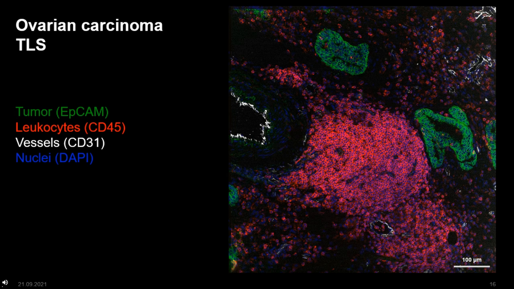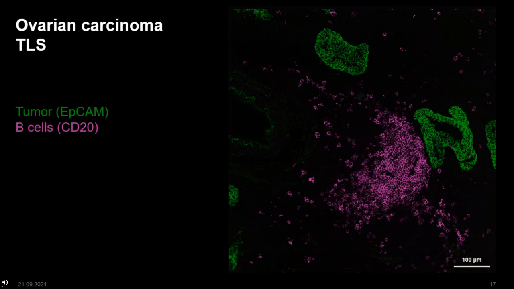But we can dig a little bit deeper and have a look at more compositions of the TLS structure, which can further support this data. In this image, you see B cell distribution in the structure. B cells are shown in purple as CD20 signal, and the B cell signal appears as a zone, which is, as mentioned earlier, one of the TLS characteristics. But where are the T cells?